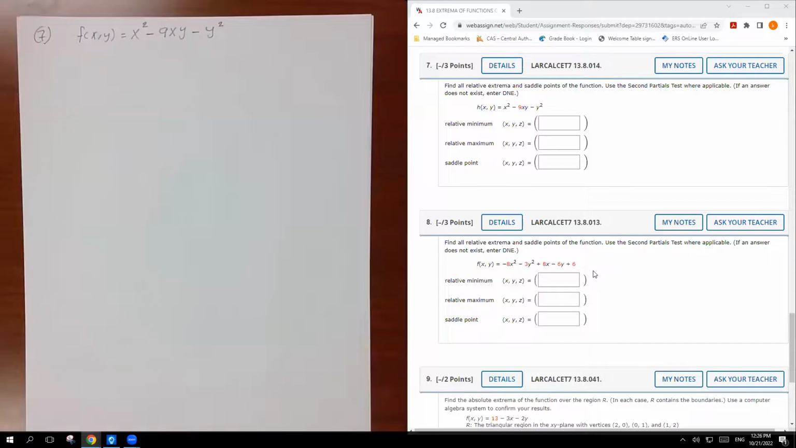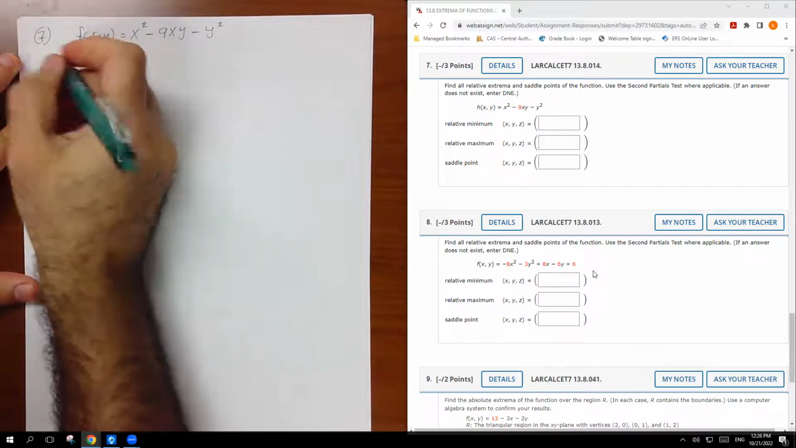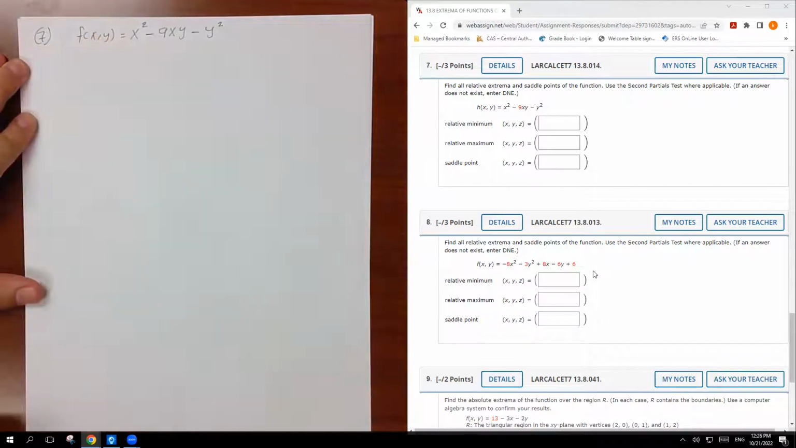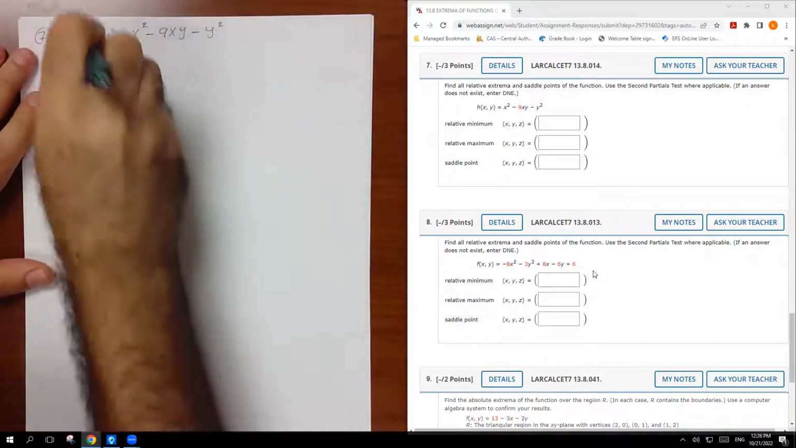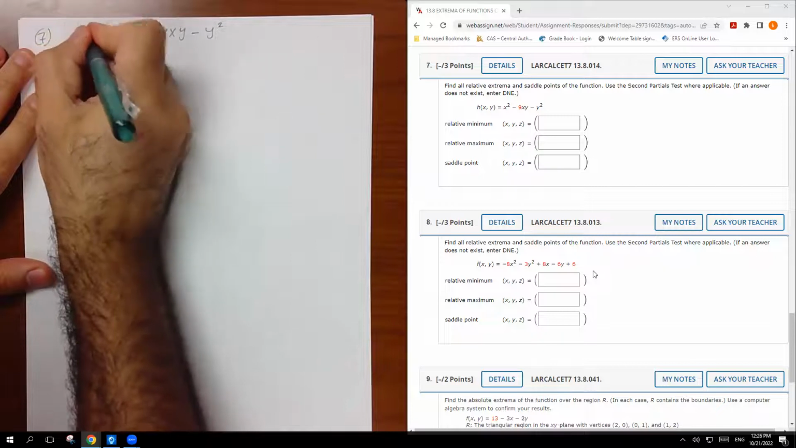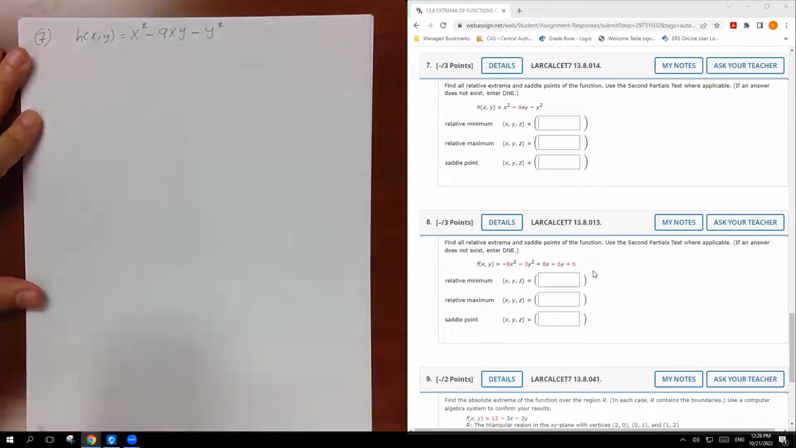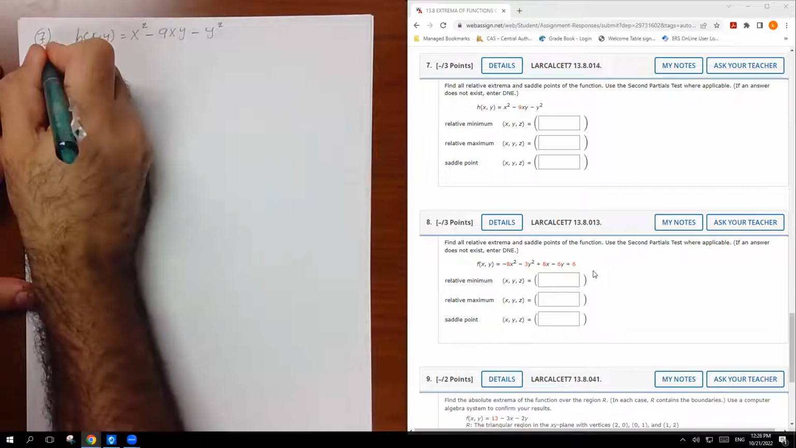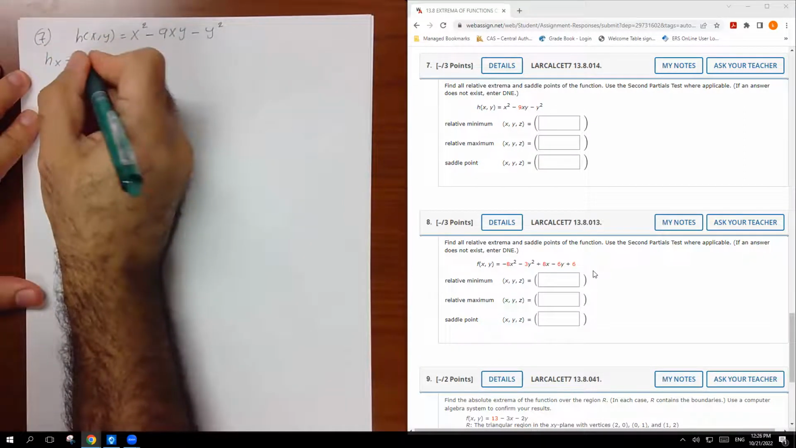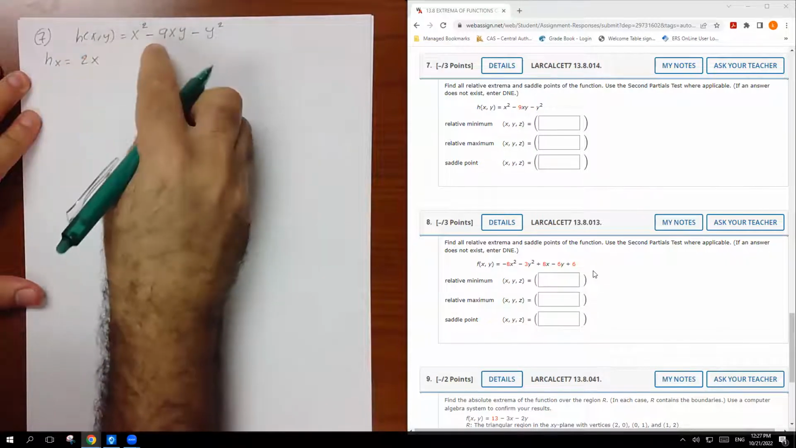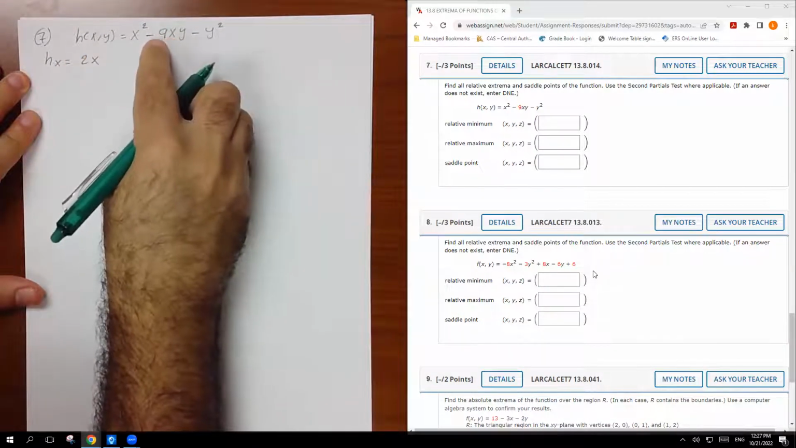So example 7, they ask you to find all relative extrema and saddle points of the function by using the second derivative test. So the first thing with this function, the function is h of x, not f. Then h with respect to x is going to be 2x. And here with respect to x, x is 1, so it's going to be minus 9y.